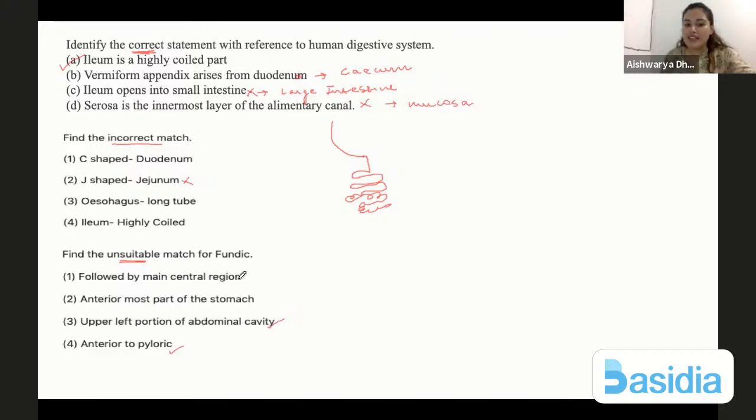Followed by the main central region and anterior most part of the stomach. So this is not the anterior most part. Anterior most part is cardiac, right? The first portion. So this is the unsuitable match. Followed by a main central region, that means it will form the main central region of the stomach.